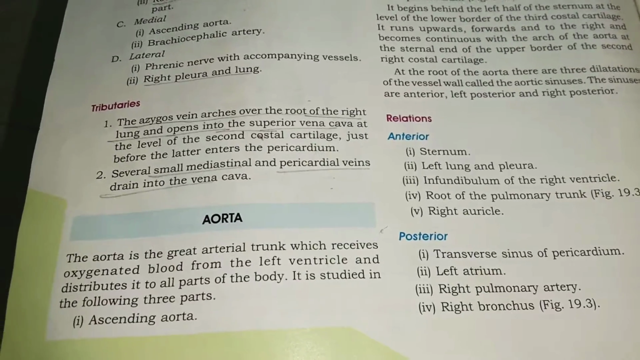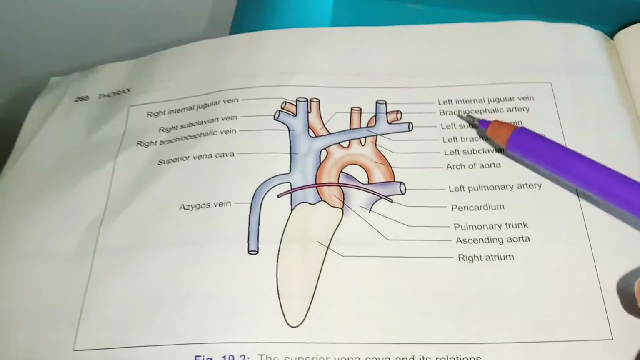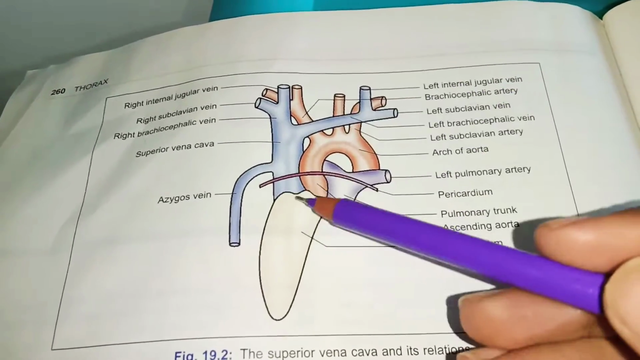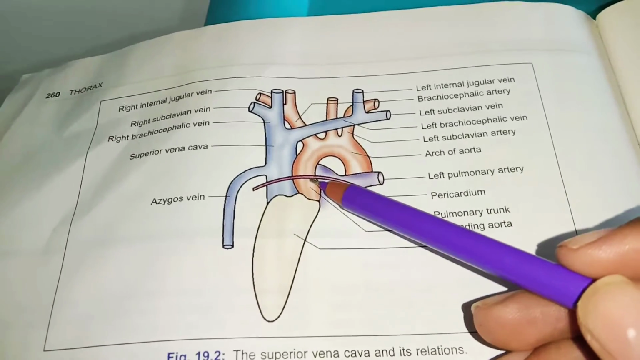Now we are going to start aorta. So we'll see the aorta diagram and try to understand this topic very quickly. So aorta, you can say it's a great arterial trunk. So it's an artery, right? So it's a great arterial trunk and it mainly receives the oxygenated blood from the left ventricle.